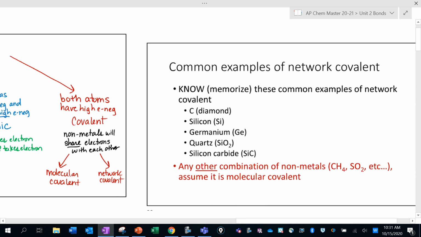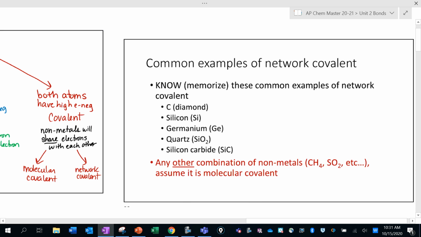Molecular covalent is the much more common type of covalent bonding we will see. For network covalent, there's really only 5 examples that you should be familiar with, and those 5 examples are summarized right here. So diamond, silicon, germanium, quartz, and silicon carbide. Any other combination of nonmetals, if it's not one of these 5 examples, we're going to assume it's molecular covalent.